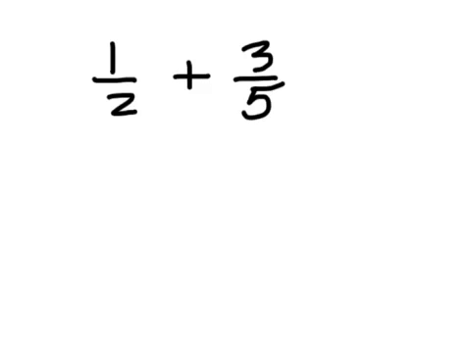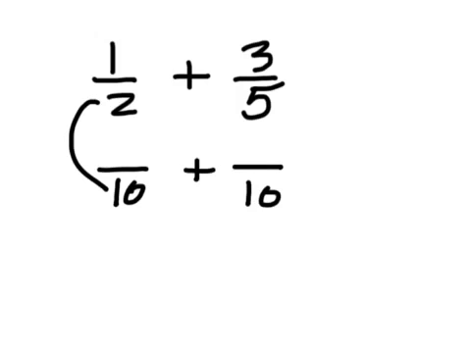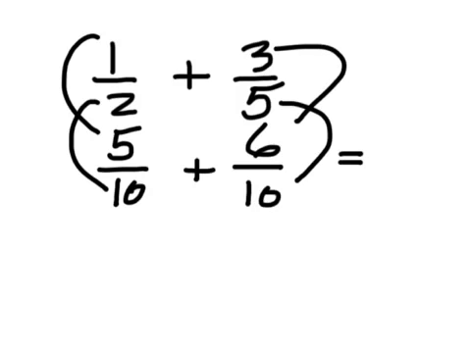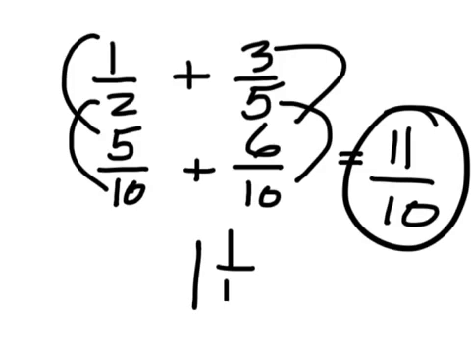Warm-up problem number 1, 1/2 plus 3/5. The solution on this is a common denominator of 10. That means you have to multiply 2 by 5, so 1 by 5 is 5, and 5 times 2 is 10, 3 times 2 is 6. 11 over 10 is the answer, or 1 1/10.